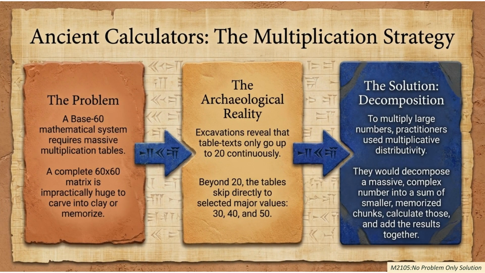For complex calculations like multiplication, Babylonians used the strategy of decomposition. They broke larger numbers into smaller, memorized chunks, calculated those pieces, and combined the results to find the answer.